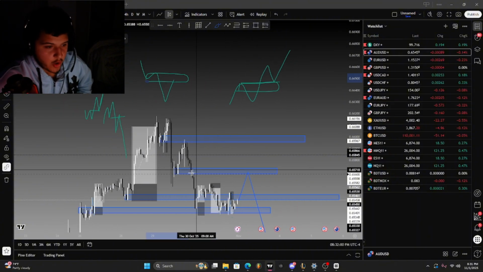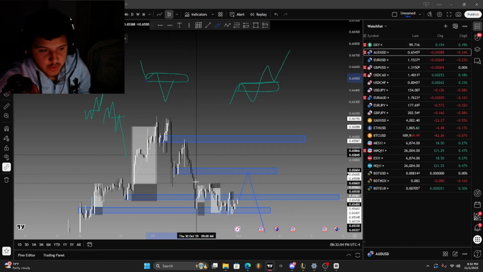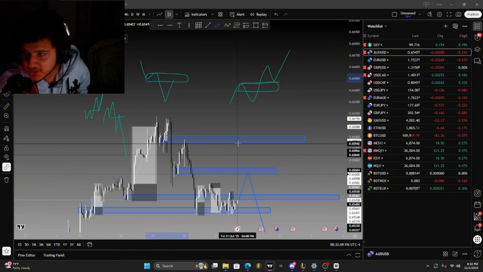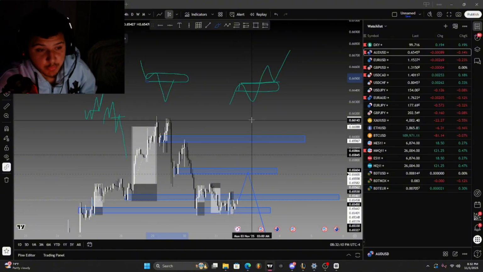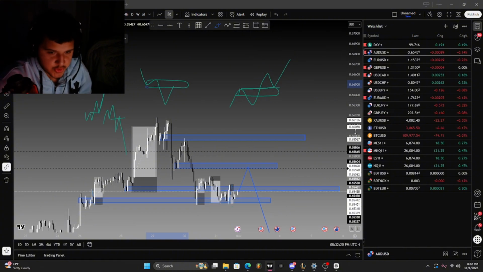So all you have to do is just mark out the support zones. I usually mark out two in case we break out the first one. Then we could catch at the second one. Now keep in mind, if we break the second one, most likely reversing the trend. So keep your eye on that. If you break two zones, don't take no trades. Just wait and let the market do its thing.